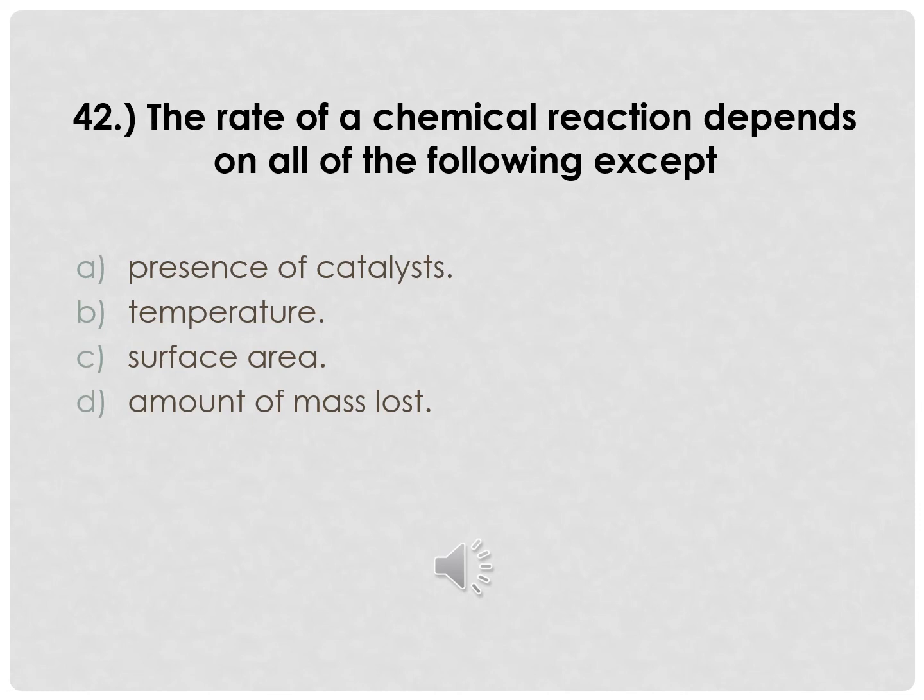Letter B, temperature. The hotter something is, the faster it will react chemically. So the rate of a chemical reaction does depend on temperature. So we can rule out letter B. C, surface area. The rate of a chemical reaction is definitely dependent on surface area. The more surface area the chemicals have to interact with one another, the faster the rate of reaction will go. So we can also rule out letter C.